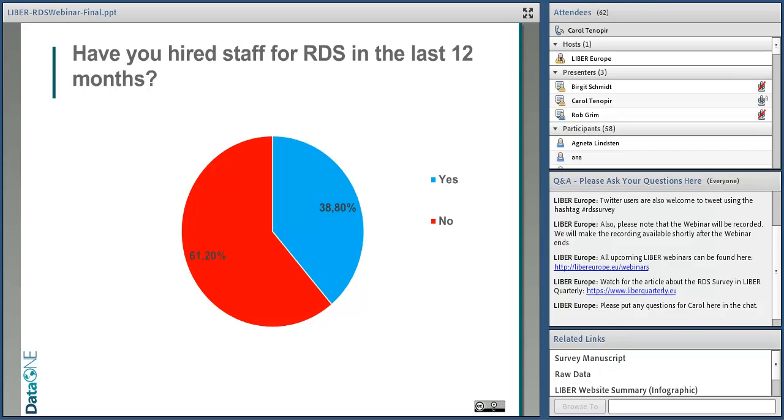So when we asked, have you hired new staff, we found that just a bit over a third, 38.8 or 39%, said yes, they had hired new staff in the last 12 months. A majority have not, but a fair chunk have hired new staff to deal specifically with some type of research data service.